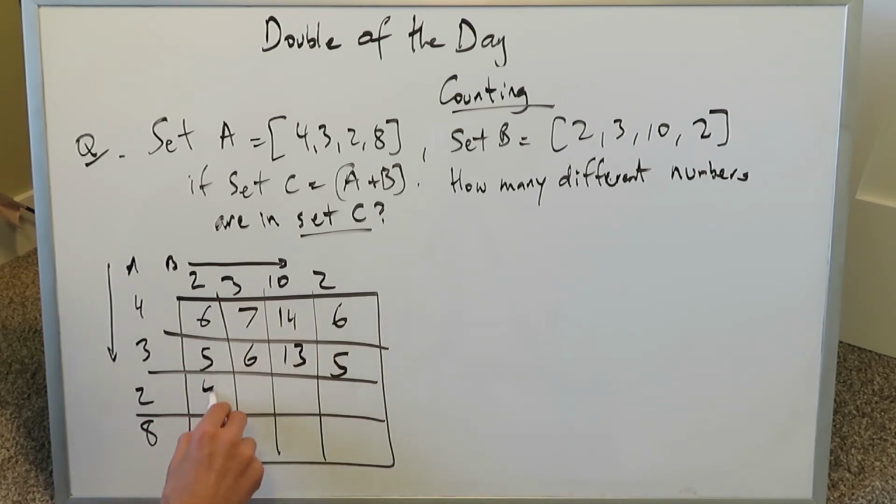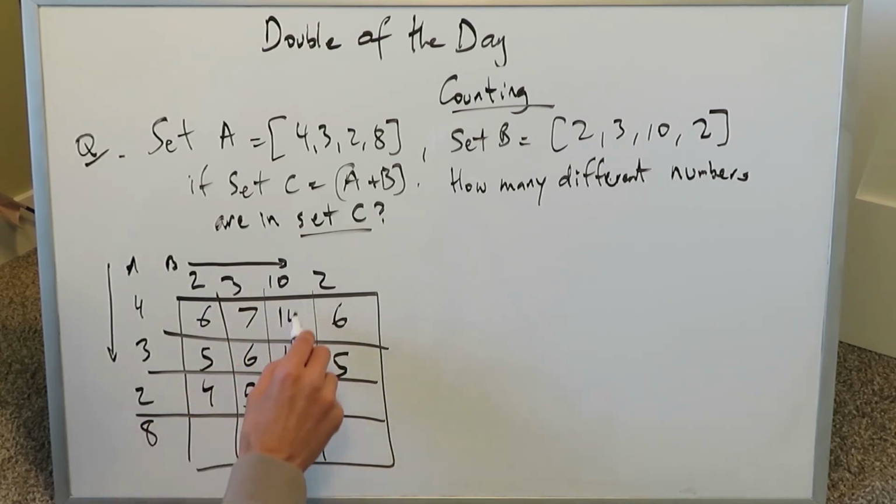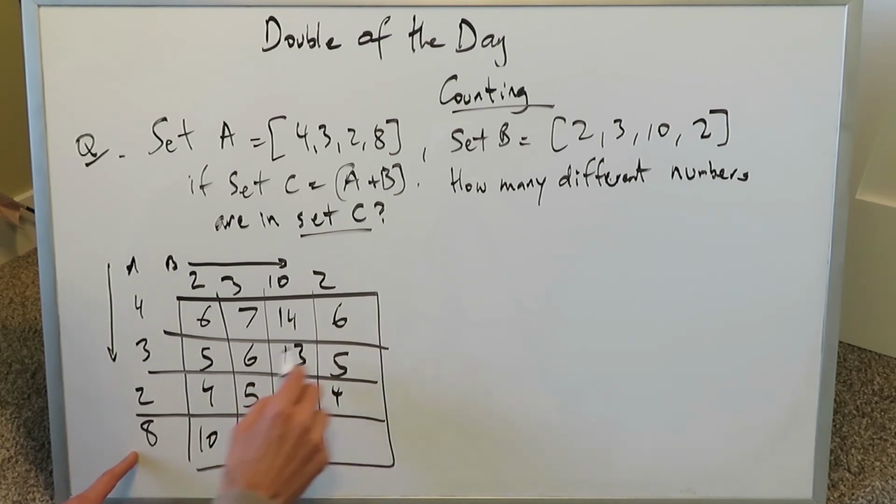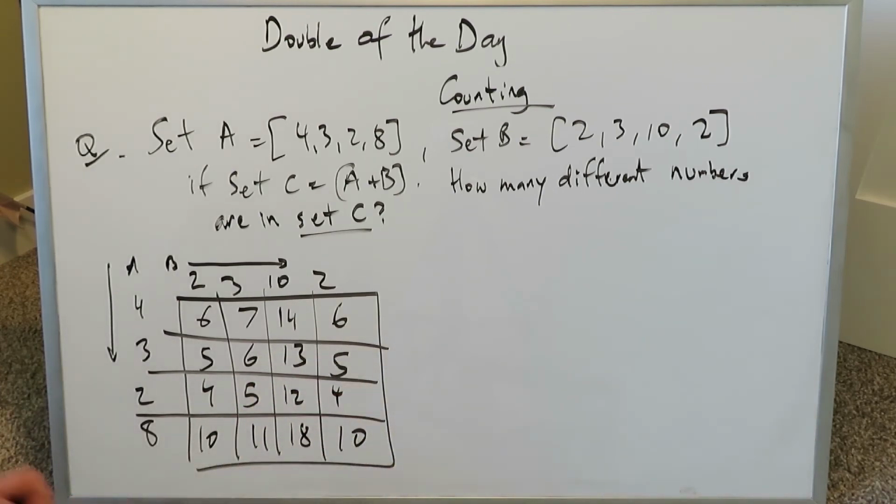We have a 2 plus 2, 4. 2 plus 3 is a 5. 2 plus 10 is a 12. 2 plus 2 is a 4. We have 8 plus 2 is a 10, 8 plus 3, 11, 8 plus 10, 18, and 8 plus 2, 10. Now what's the question? How many different numbers are in set C? This right here is set C, made of 16 elements. You cannot double count an element, you have to find all the individual elements.